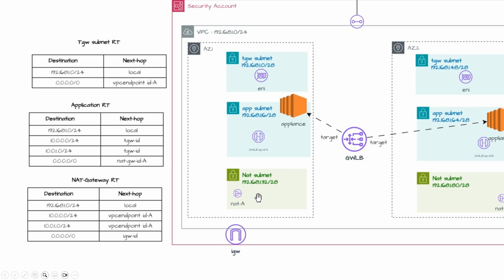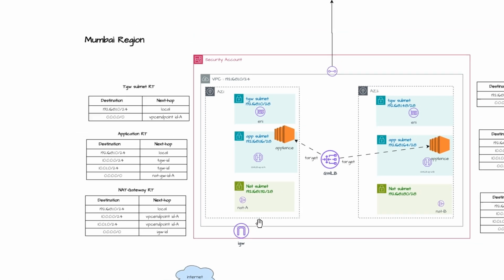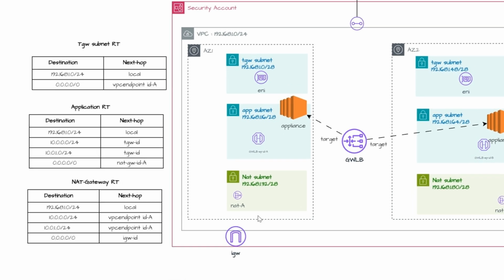Now, when the traffic is moving to the NAT gateway subnet, NAT gateway A uses the default route table in the gateway route table, performs the source IP address translation, and then routes the traffic to the internet gateway, right? And from there, the traffic is going to the internet. So this is how your overall internet egress traffic workflow works, right?